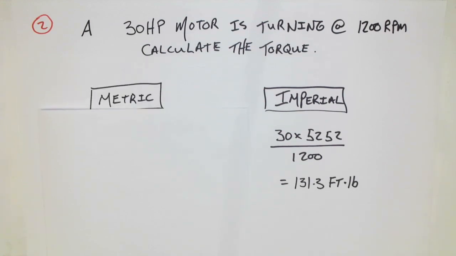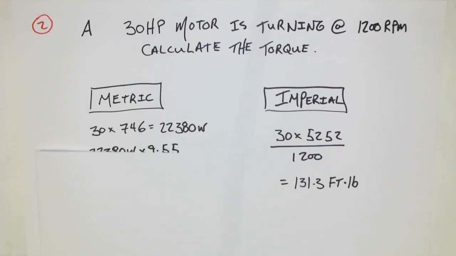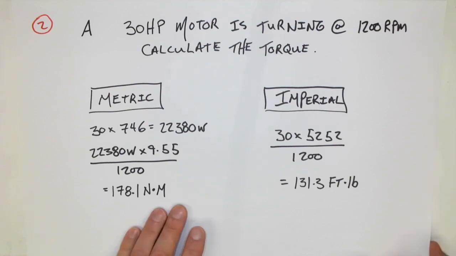Whereas on the metric side, when I have 30 times 746, it gives me 22,380 watts. That's the power out, and we slap it into our equation: 22,380 times 9.55 divided by 1200 equals 178.1 Newton meters.